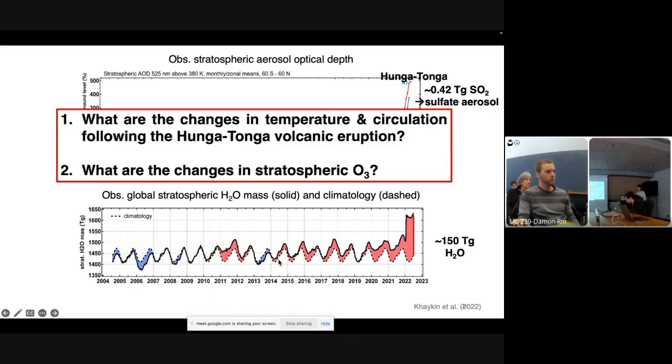Therefore, it's important for us to understand this large perturbation in the atmospheric composition.